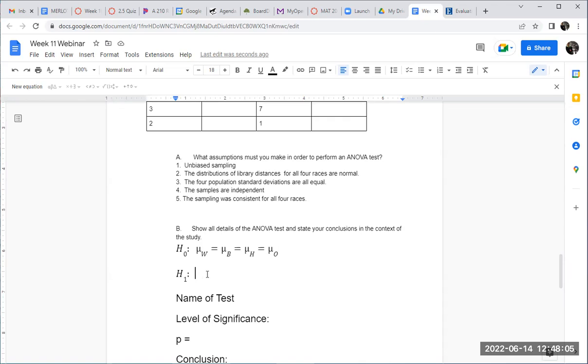Okay, and then H1, that one, it's a lot easier to do without symbols. So that one we could say at least 2 of the races have different population mean distance from the library.